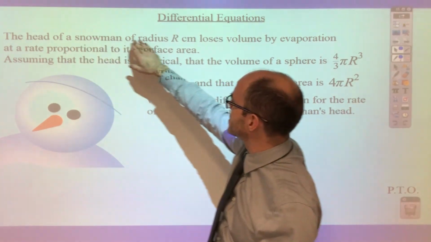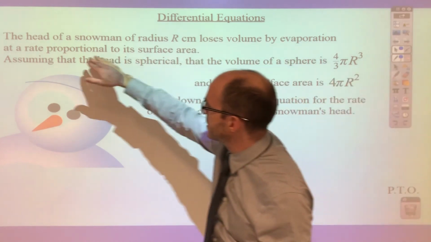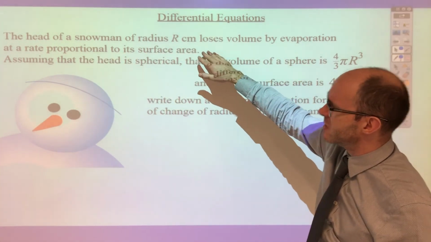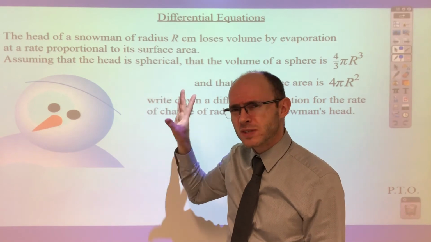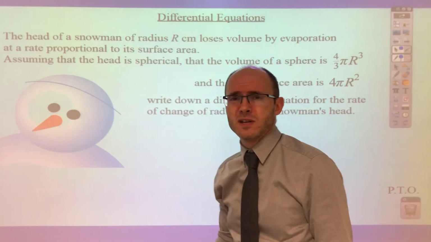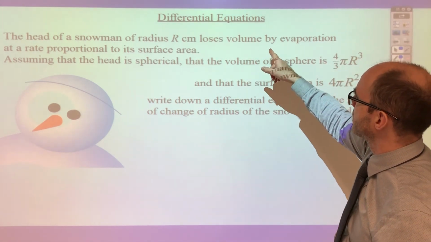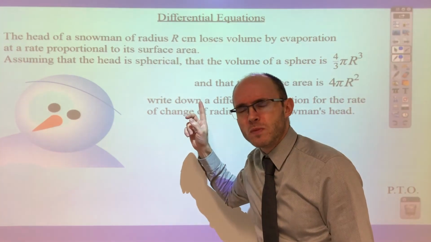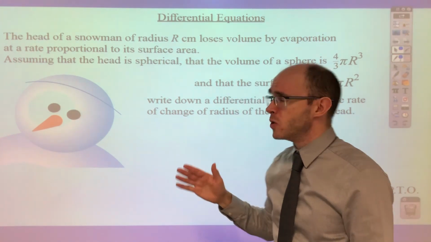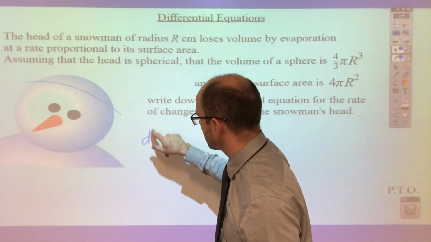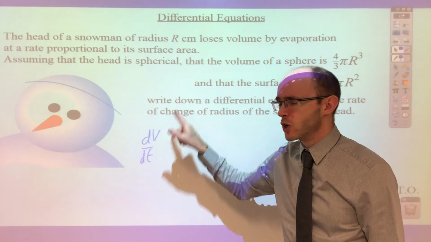The head of a snowman of radius r centimetres loses volume by evaporation at a rate proportional to its surface area. We've got to write down a mathematical statement about what it's saying. If a snowman of radius r loses volume, it loses volume over time, so this is saying dV/dt, which is another way of saying the rate of change of volume over time.